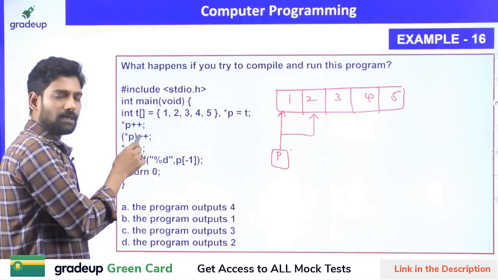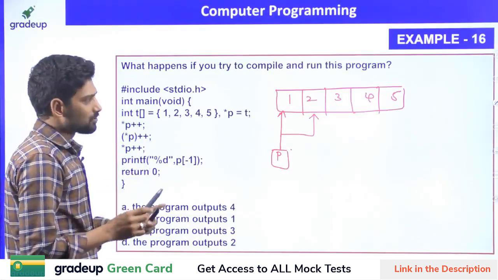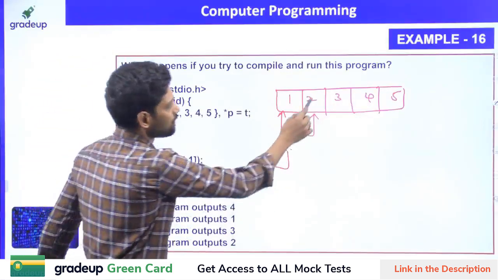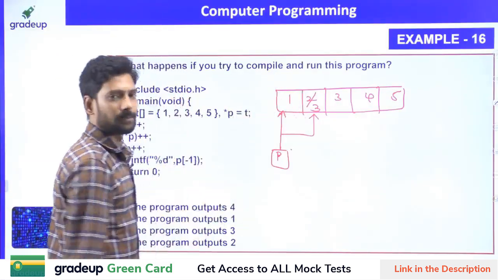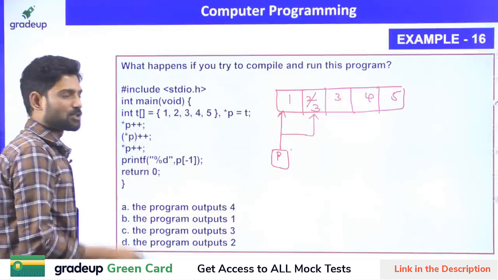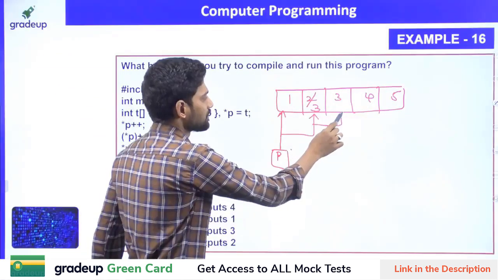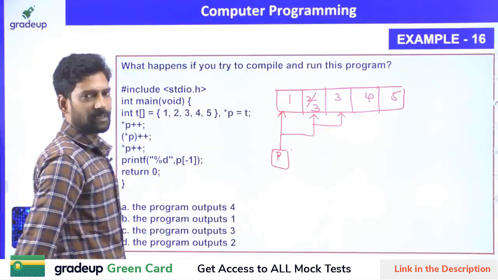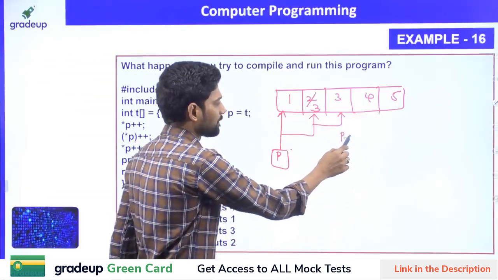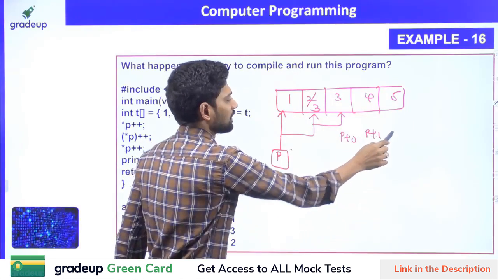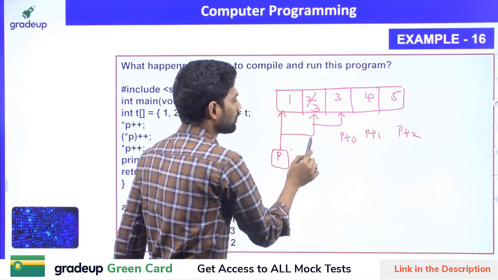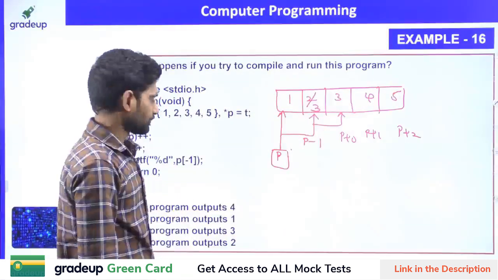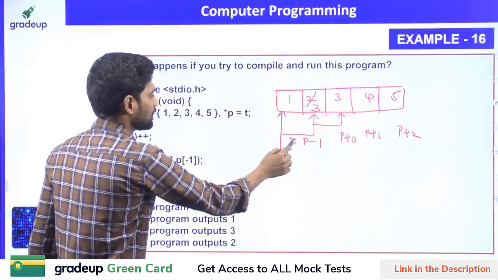Now (*p)++, which is in brackets. So what is the value at this? 2 plus plus, so 2 becomes 3. *p++, so now p points to this. Print p[-1]. This is what? p+0, p+1, p+2. What would be p minus 1? The previous value.